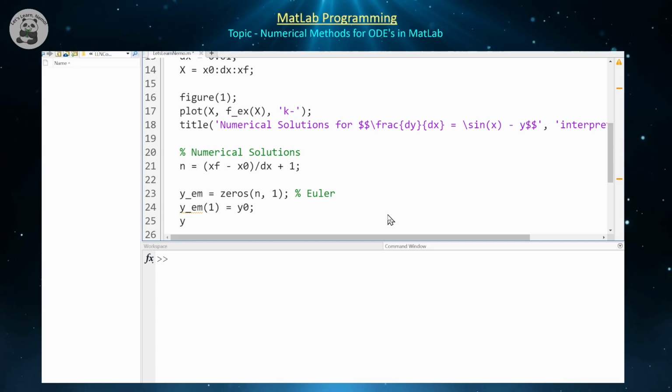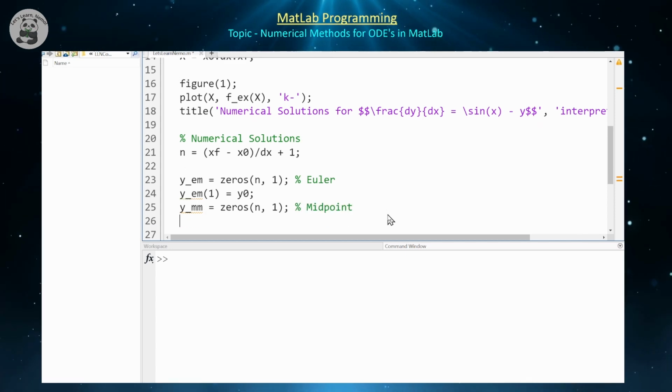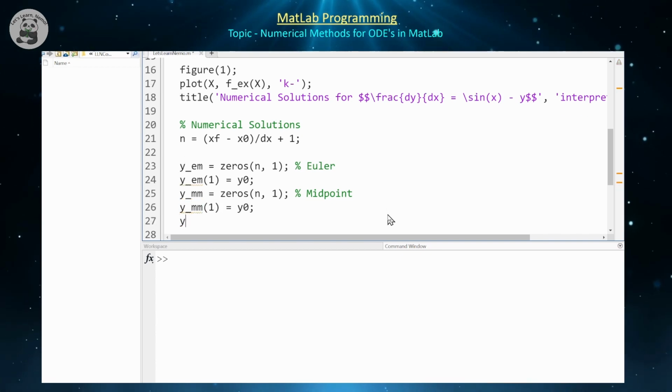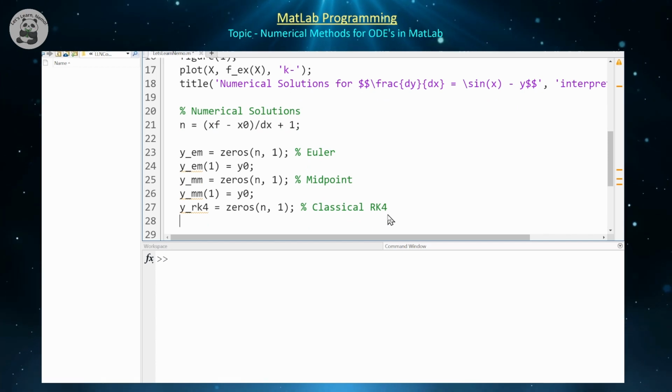And then we're going to have YMM, which is again going to be zeros, n rows, one column, and this is going to store our midpoint approximations. And again, we know the first value of this vector as well. This is also going to be y0. Then we're going to have y subscript rk4. Again, same size, since we're going to be approximating them on the same exact domain. It gives us a fair comparison. And this is going to be the classical Runge-Kutta Order Four method. And as usual, we know the first value for this vector. Again, it's going to be y0.